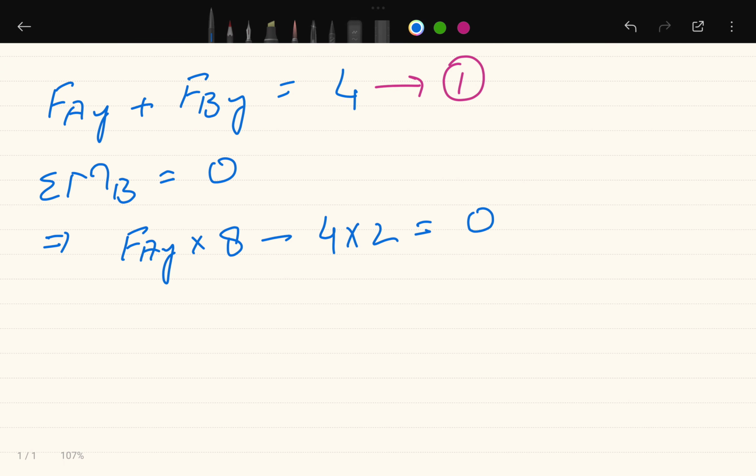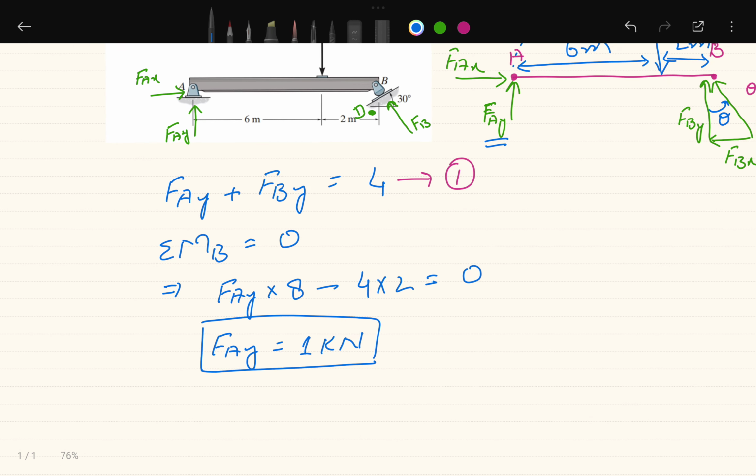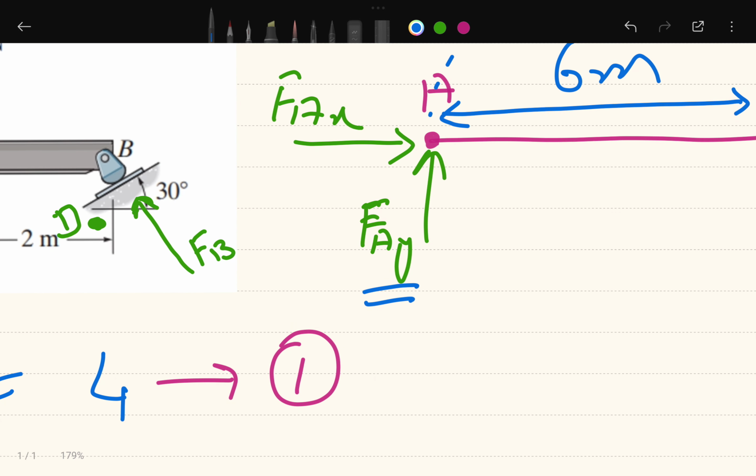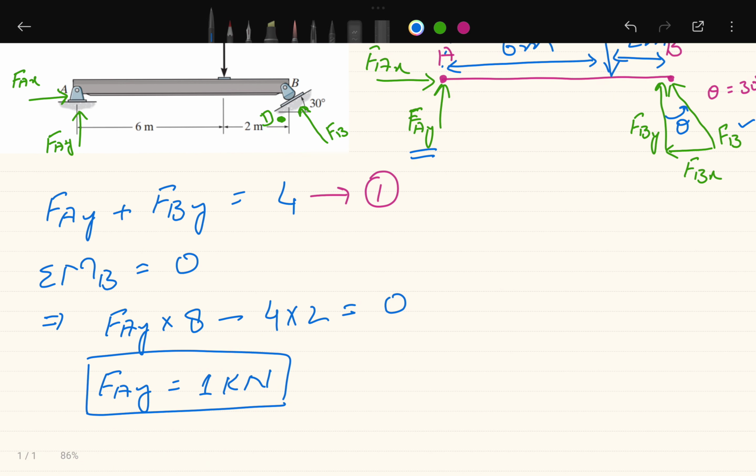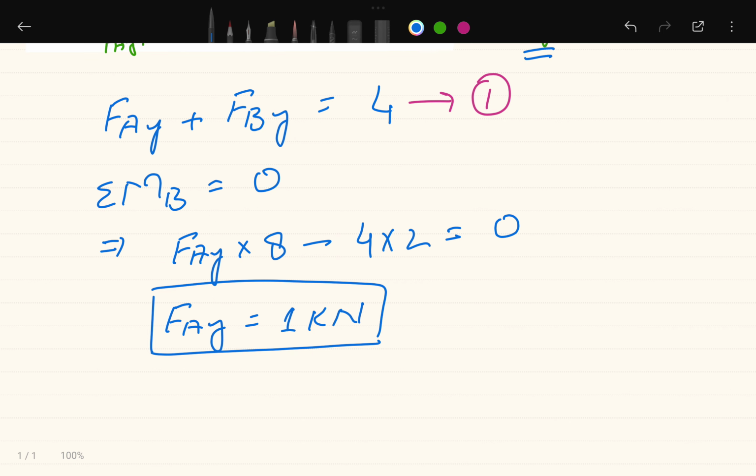So we found out our first vertical force, which is FAY, this one moving upward. That is good. And next what you can do is actually put that in equation 1. Since you have found one unknown in equation 1, you can find the next one using equation 1.